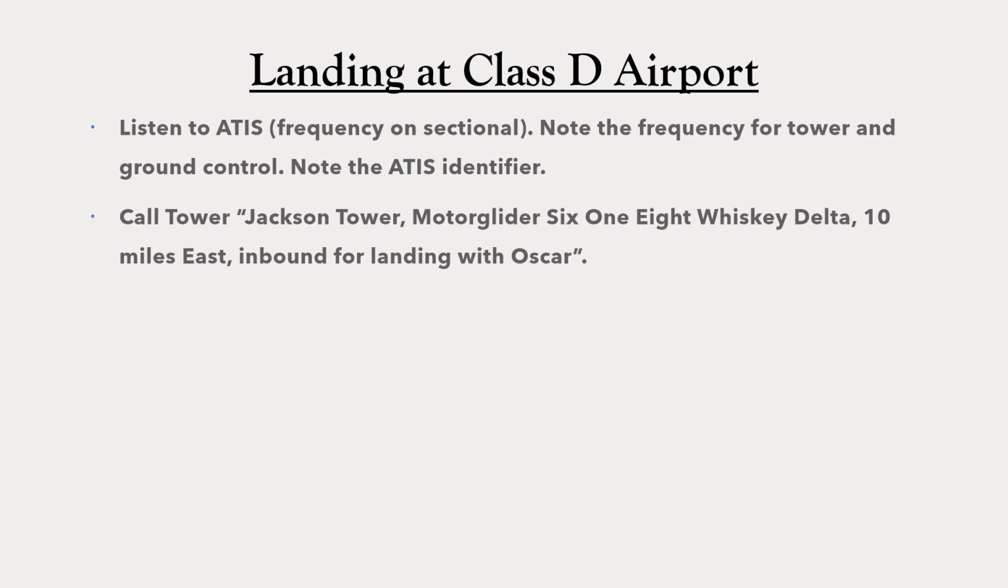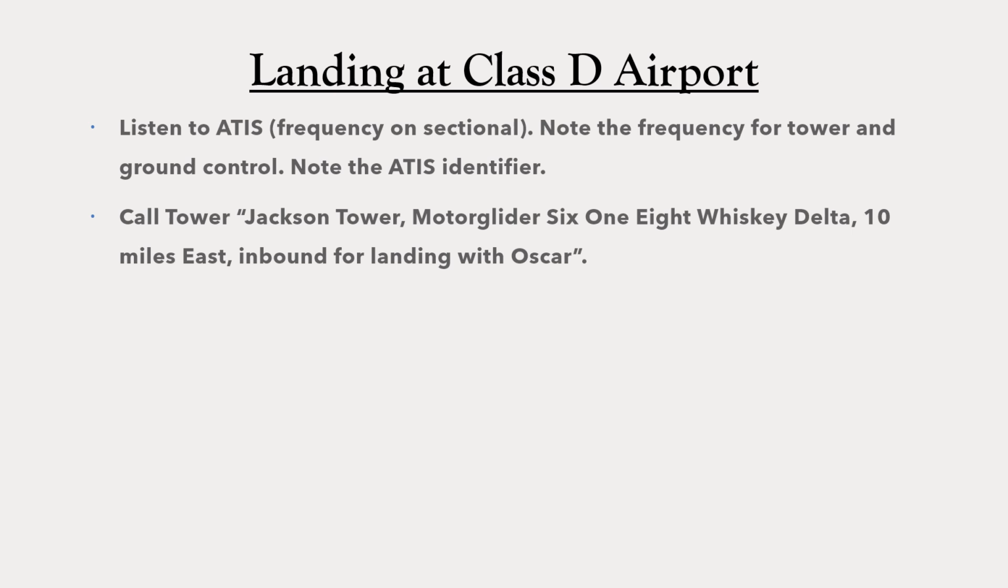Then you call the tower. I like to aim for like 8 to 10 miles away. You're required to do it before you get into that Class D airspace, but it's good to do it a little further out, just because sometimes they'll get busy talking to somebody else and you won't be able to get in on the frequency for a few minutes. So you'd say something like, "Jackson Tower, motor glider 618 Whiskey Delta, 10 miles east, inbound for landing with Oscar."